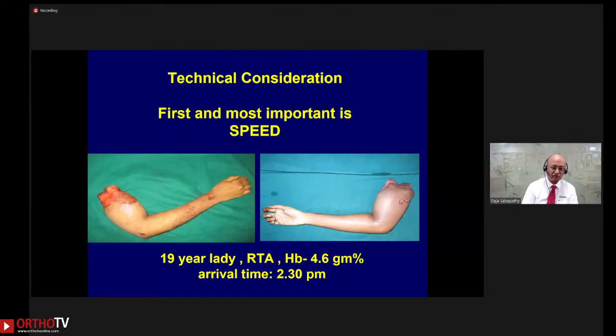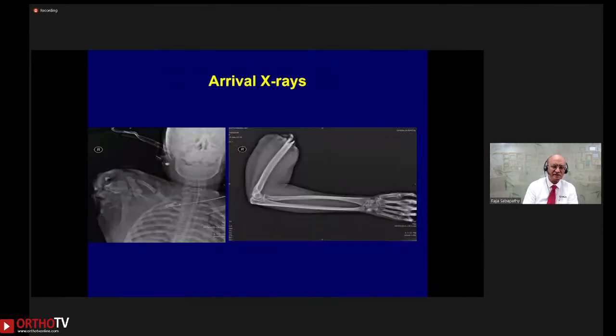So we'll talk about 2 patients and I'll show which is a proximal level. You'll find that we have not even done a fasciotomy. I think we've done it very fast. So arrival hemoglobin is 4.6. That means here the whole system has been geared for that.